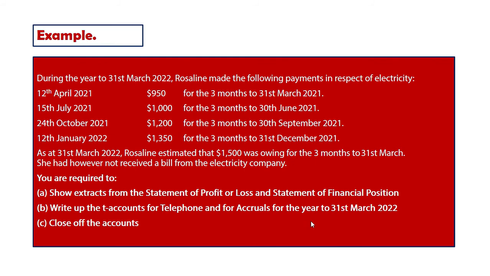July, August, September. This year we'll have it captured. 12th January 2022, $1,350 for the 3 months to 31st December 2021. Again, if it relates to this year.